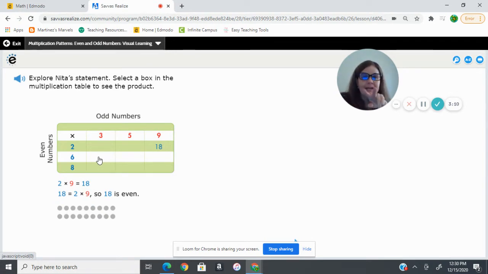So let's look at the patterns of how the two factors are. Are those factors even numbers? Are those factors odd numbers? Are those factors an even and an odd? Let's see what trends we see.